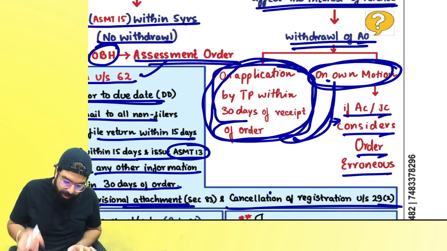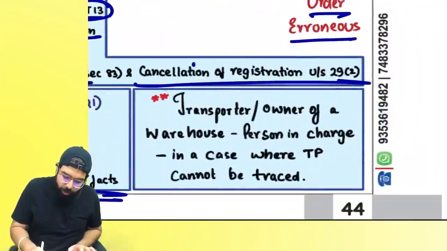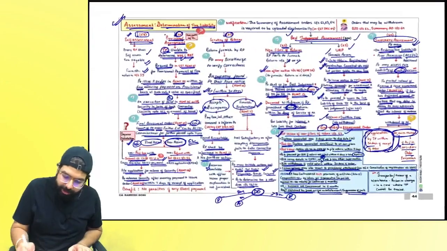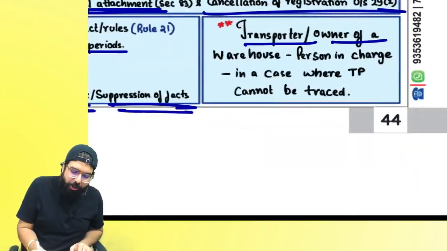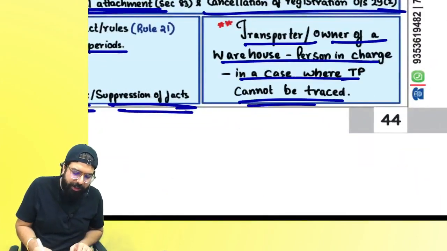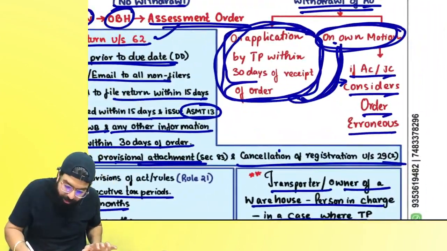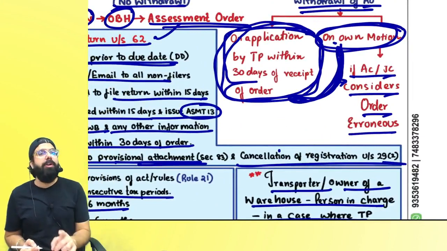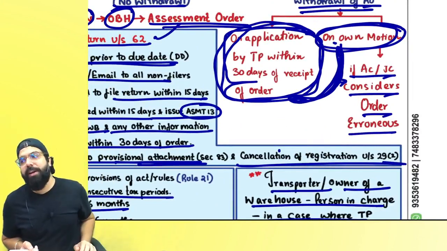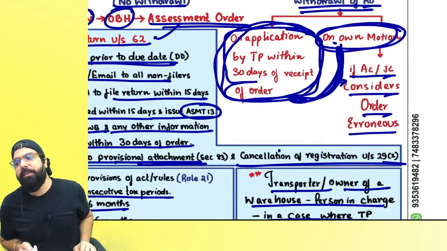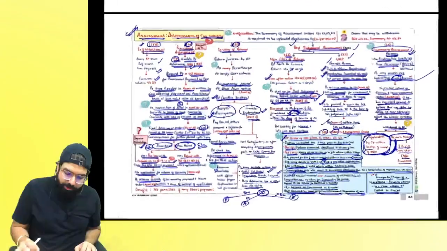Are we clear, everyone? Next, always remember who are the other people whose assessment can be done. Basically, such person means transporter, owner, operator of warehouse, person in charge when the taxable person cannot be traced. I hope everyone is clear. In both these situations, remember, the assessment order will be withdrawn only if the AC or DC, additional commissioner or joint commissioner, considers that the order is erroneous. I hope everyone is clear.